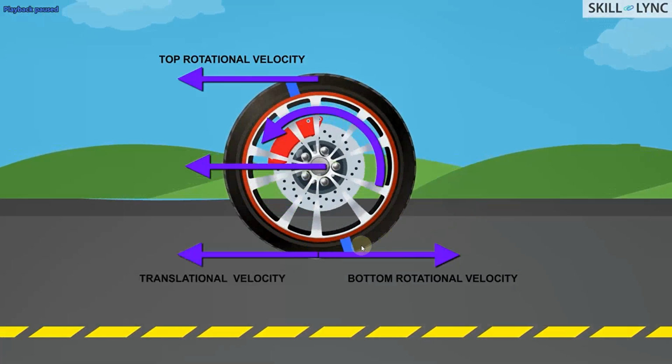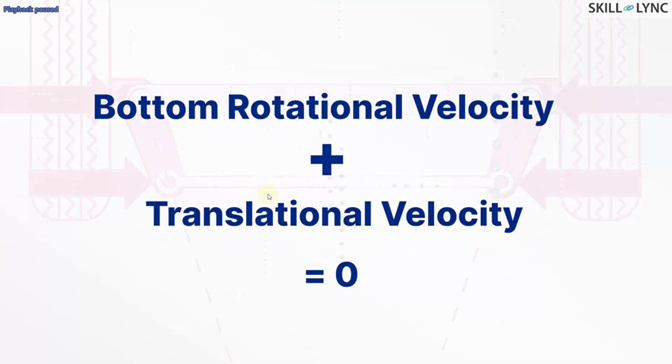And in addition, there is a translational velocity component that is also acting in the direction of movement of the vehicle. So in total there are three different velocities: top rotational velocity, bottom rotational velocity and translational velocity. These three are the different components of velocity when the tire is rotating and the vehicle is moving forward. When the vehicle is moving, the bottom rotational velocity and the translational velocity should add to a value equal to 0 for the proper movement of the vehicle.